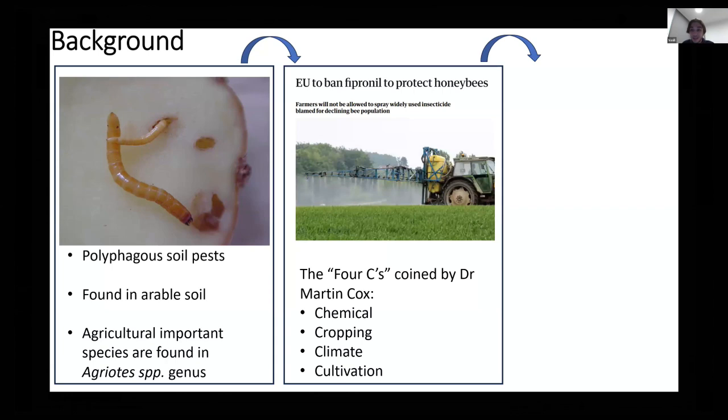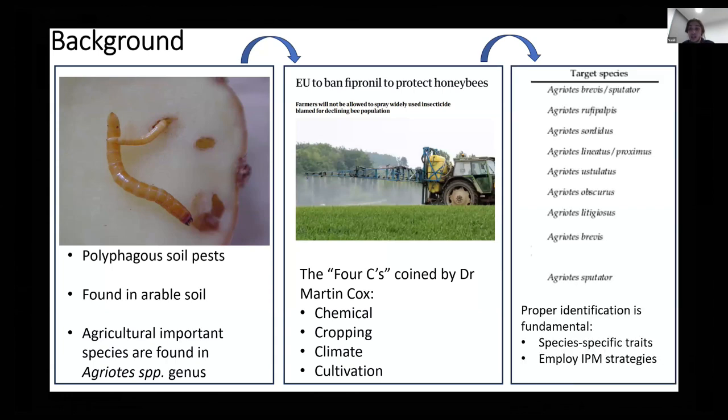However, before we can do that, we need to come up with a proper identification system, since currently there's a lack of research, especially on the molecular side, in identifying these species. And it's really important since these species have species-specific traits which influence their feeding behavior and phenology. So we need to properly identify which species we're dealing with to employ the control method that's most effective towards that specific organism.